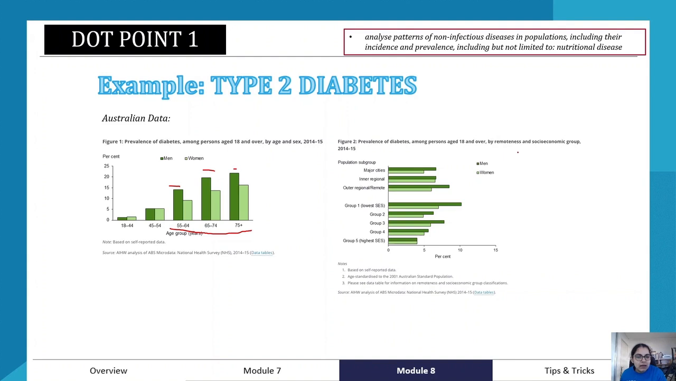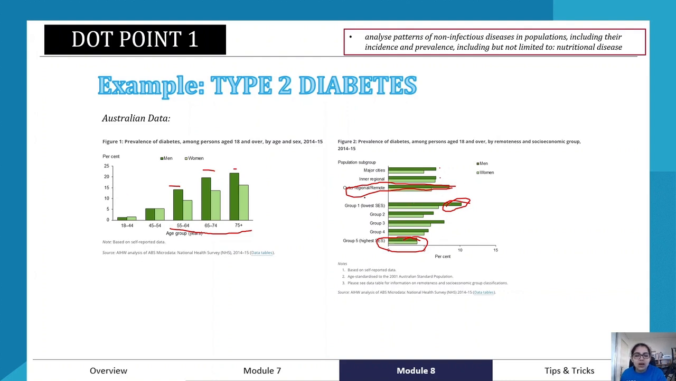Prevalence of diabetes in terms of remoteness and socioeconomic groups, so those living in major cities, inner regional and outer regional. We can see that outer regional has a higher number. And then in terms of socioeconomic groups, we go from lowest SES to the highest. Group 1 has the highest prevalence, and the lowest prevalence is in group 5, which has the highest SES. And again, think about why that is.